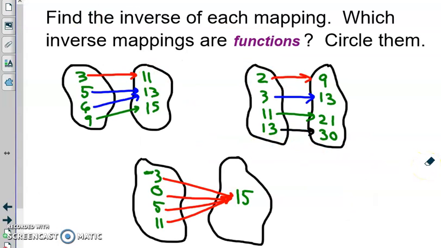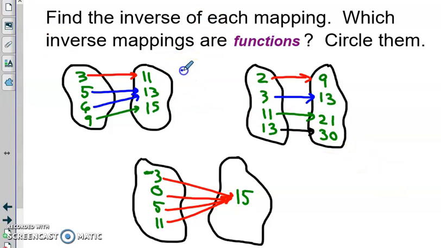So here are some mappings, and what I'd like you to do is create the inverse mapping for each of these, and in doing so, determine which ones are functions. Now in your original copy, this word here said inverses. It's supposed to say the word functions. So which inverse mappings are actual functions, and then circle the examples that work. When you're finished, turn the video back on and we'll continue the conversation.